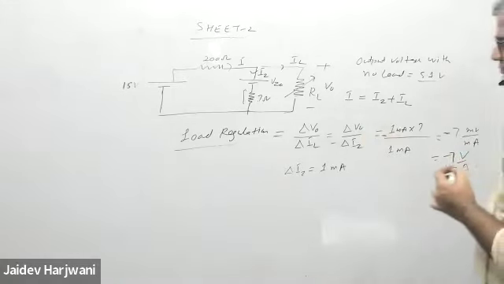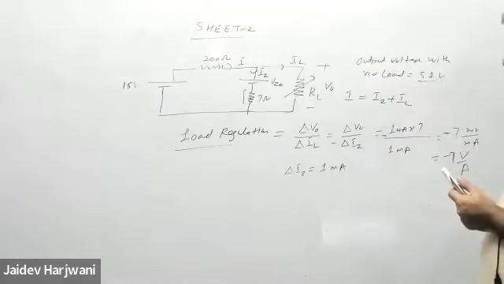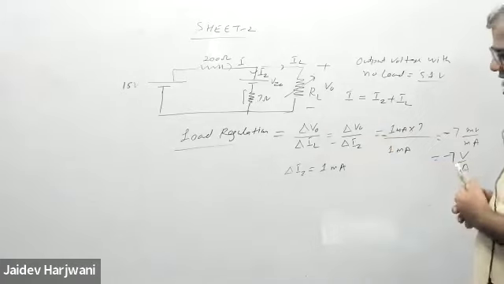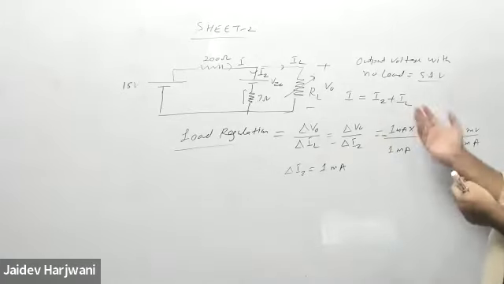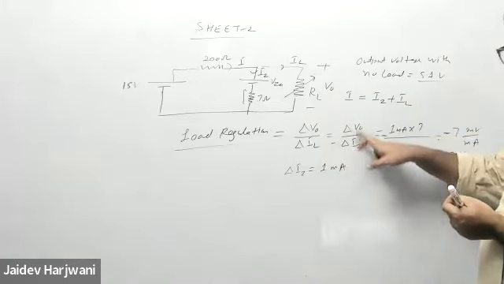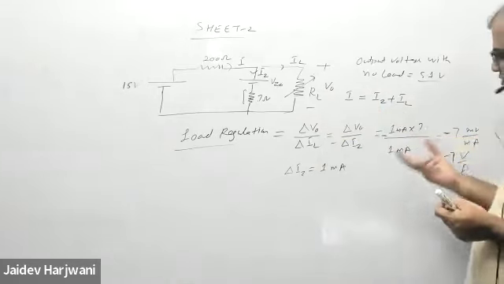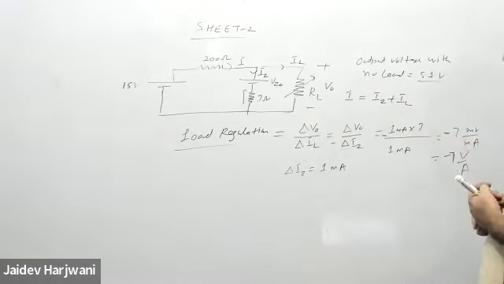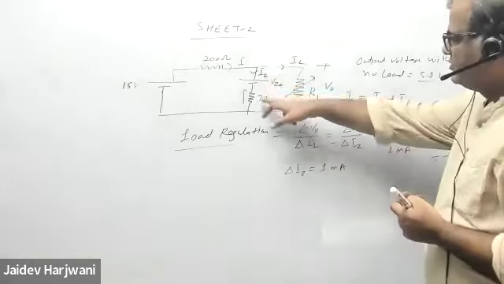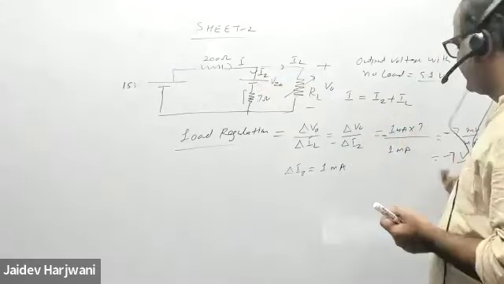Sir, tell me, how do we get that 1 milliampere, or are we just taking some value? We are just taking some value. This is the definition: per unit change in IL, how much is the voltage change? So delta IL is 1 milliampere, and delta IZ will also be 1 milliampere. So the change here will be 7 millivolt, or 7 volt per ampere.